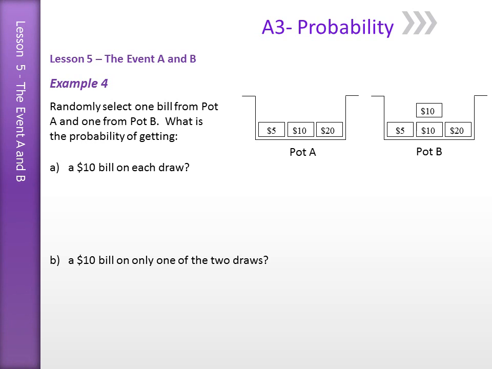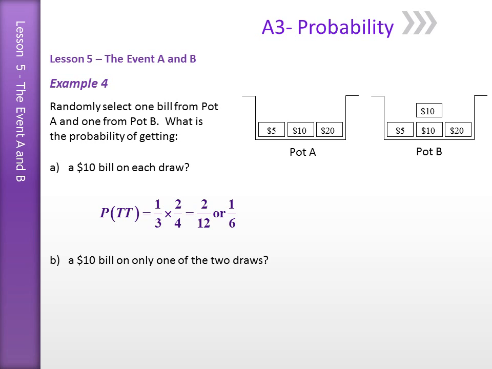Example 4. Randomly select 1 bill from pot A and 1 from pot B. What is the probability of getting the first one would be a $10 bill on each draw. Notice that these two events will be independent. It doesn't matter what we draw from pot A, it's the same probability for any of the possibilities for pot B. So we just really have to do the probability of getting a 10 out of A and then getting a 10 out of B. So the probability of 2 10s would be 1/3 times 2 4ths. This equals 2 over 12, or 1 over 6.